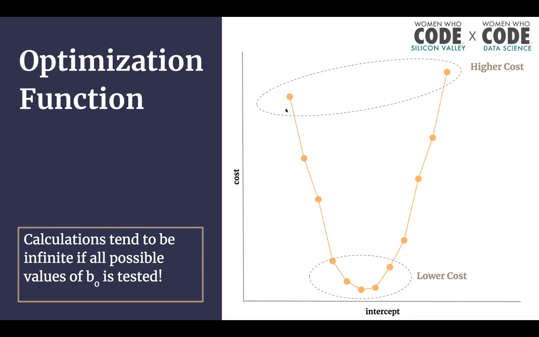Coming back to this graph, we saw the cost and intercept graph looks similar to this. We know that these are the higher cost values, and these are the lower cost values down here. If we were to test every possible value along this line, these calculations can tend to be way too expensive than we need them to be. That's why we need an optimization function, which basically reduces the number of calculations we have to do when it comes to this.